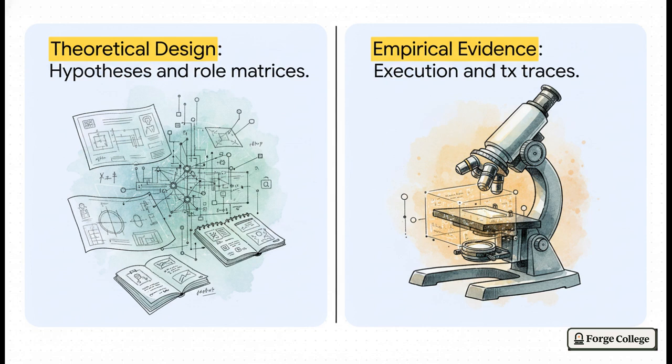What we really need is empirical evidence. These are your logs, your execution traces, the actual raw data. The theory tells us what we think will happen in the contract, but to categorically prove a vulnerability exists, we absolutely need the cold, hard execution data to back it up.